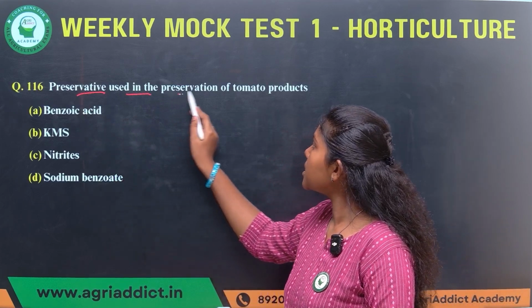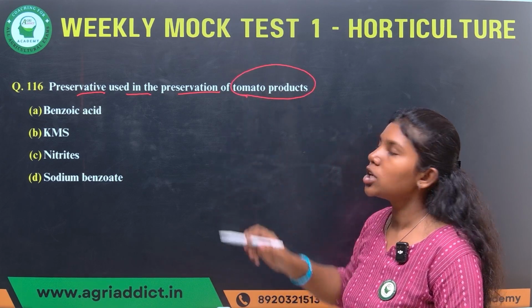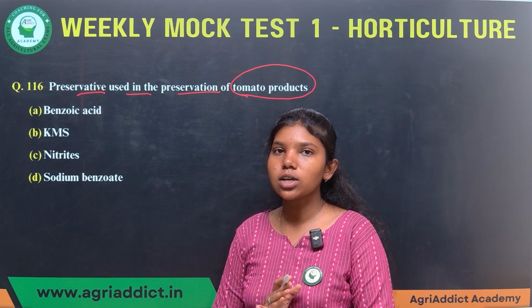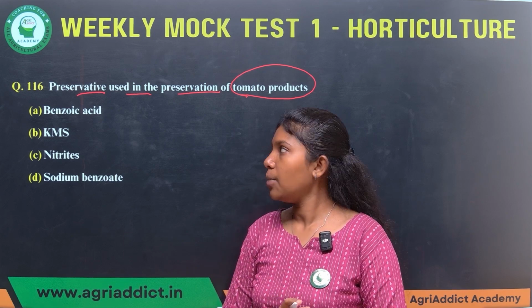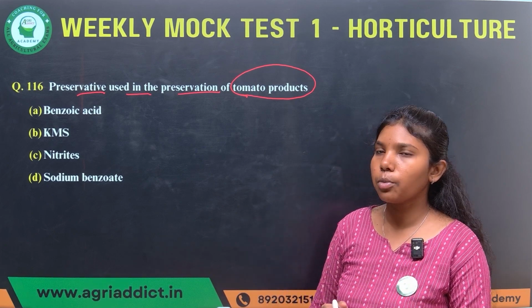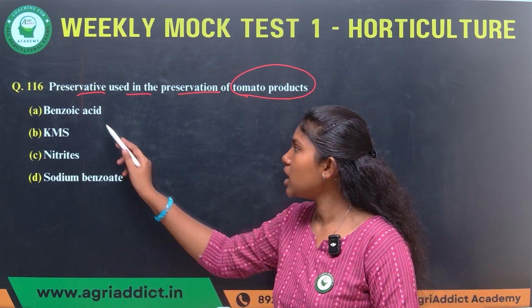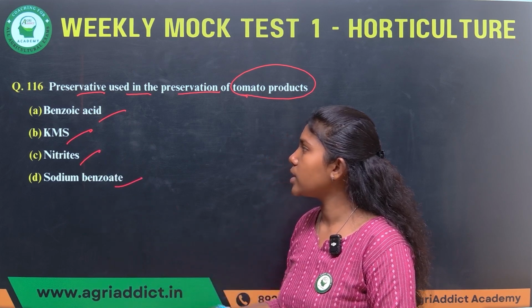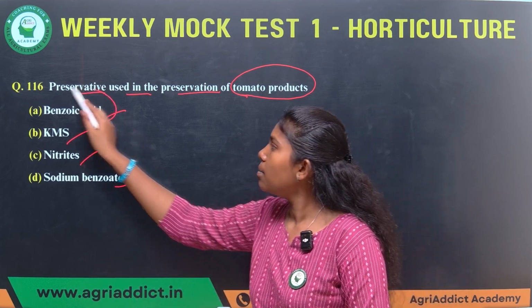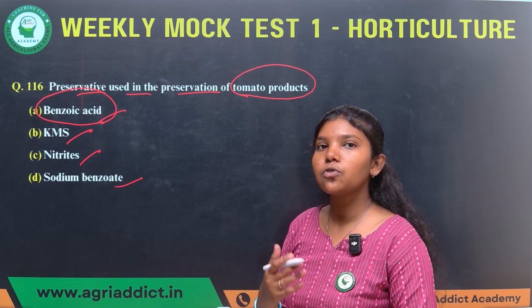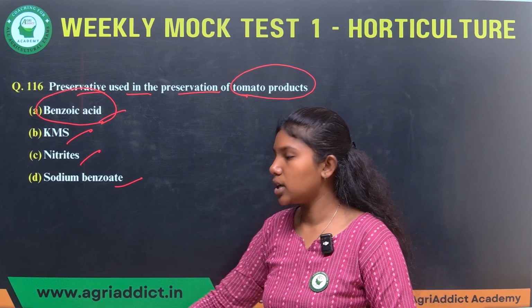Preservative used in the preservation of tomato products. As we all know, various processed products are made from tomato, like sauce, juice, etc. Of the products made, which is the preservative used for preservation of tomato products? The options given here are benzoic acid, KMS, nitrites and sodium benzoate. The answer for this question is benzoic acid. Why is benzoic acid preferred for preservation of tomato products? Well, let us know in the next slide.